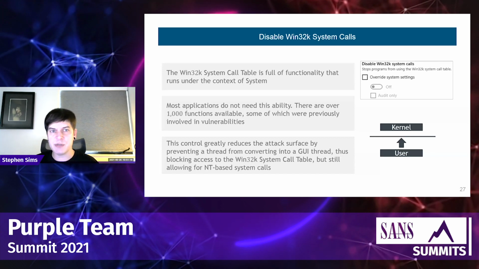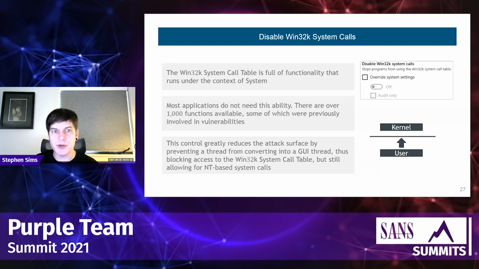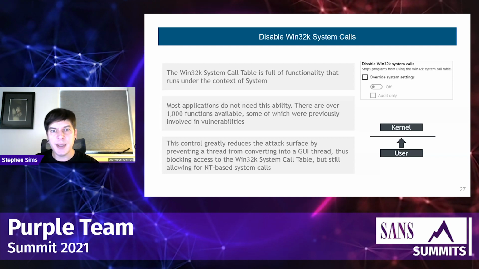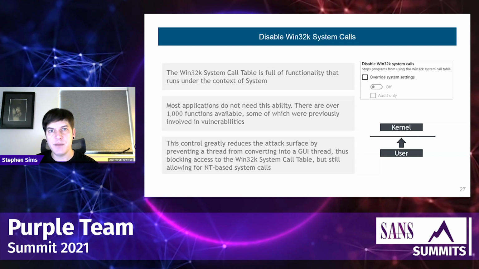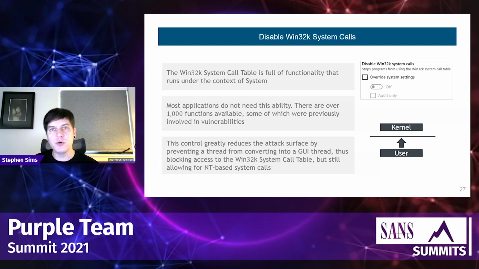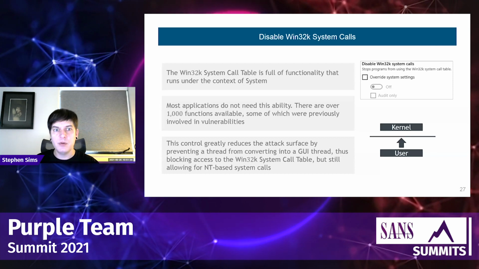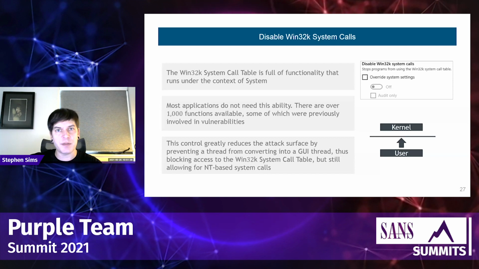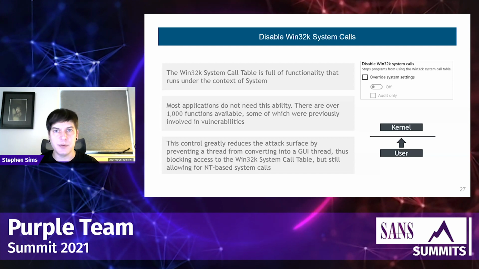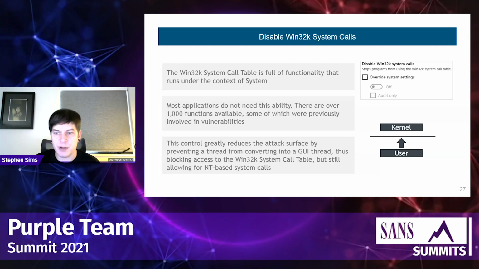Disable Win32k system calls. There's the Win32k syscall table, then there's a standard NT syscall table. Most threads do not need to be GUI threads. If you turn this mitigation on, you greatly reduce the attack surface, because the Win32k syscall table, which has over 1,000 functions available going into ring 0 from ring 3, becomes disabled, inaccessible. So as long as you don't need the thread to be a GUI thread, it shouldn't be a problem.